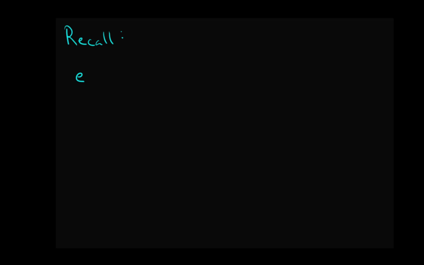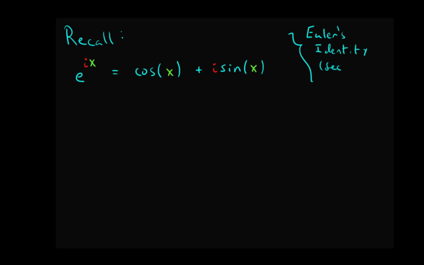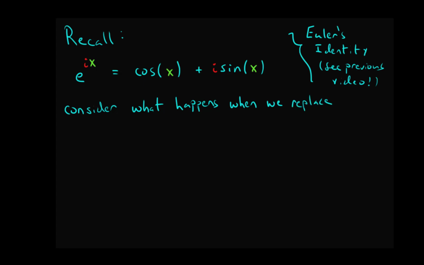So first I'm going to ask you to recall Euler's identity, which states that e to the ix equals cosine of x plus I times the sine of x. I have a video where I derive this identity. It's extremely important. This is Euler's identity. And now what I'm going to ask you to do is to consider what would happen if we were to change our value x to negative x.